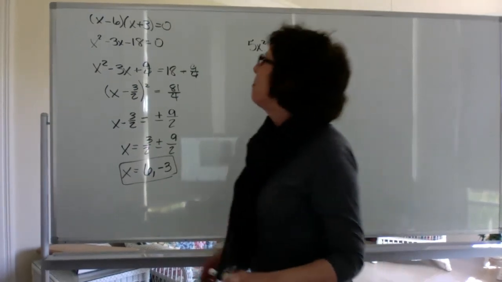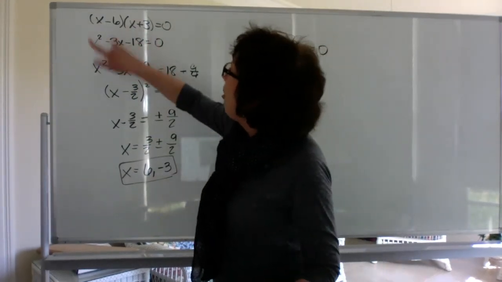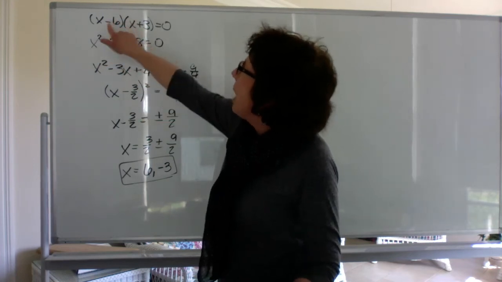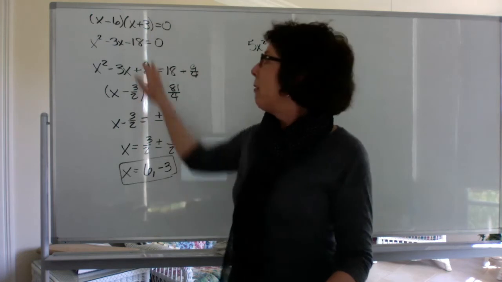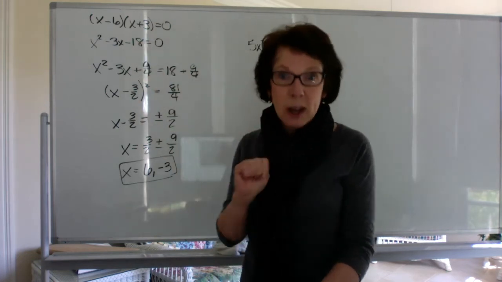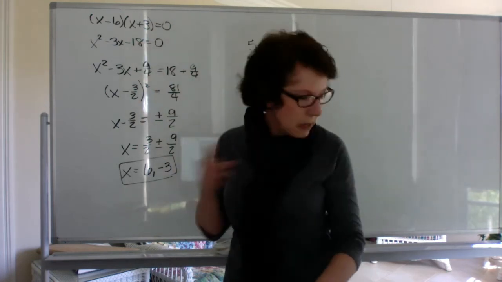There you go, okay? And so when I FOIL this, I get this. This is perfect factor. And so x equals 6, x equals negative 3. So if we didn't have to complete the square, factoring would have been the easiest way to do it. But it told us to complete the square.